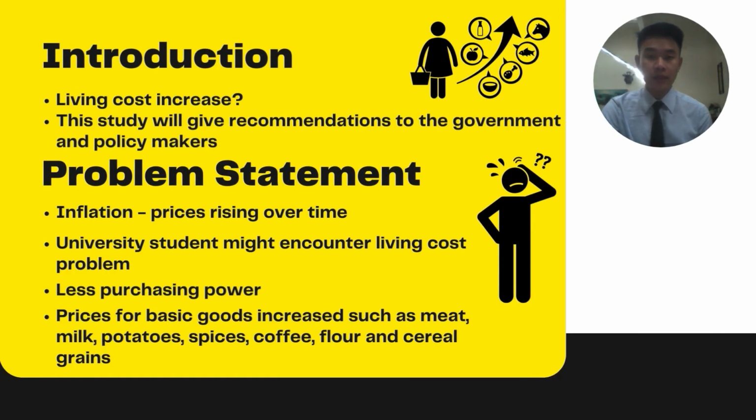What are the problem statements of this study? First, inflation. Inflation may cause a lot of issues and consequences. So do you know what is inflation? In simple words, inflation is basically the rate of increase in prices over a given period of time. University students might encounter living cost problems as their purchasing power decreases and the burden of students will be higher. In a simple way, students need more money than they used to in order to get the same amount of particular goods or services. For example, the price of basic goods increases, such as meat, milk, potatoes, spices, coffee, flour, cereal, grains, and so on.